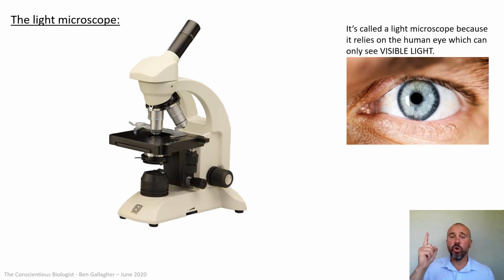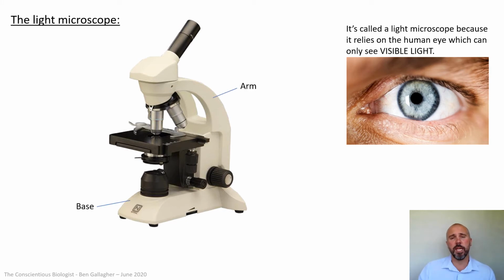But firstly, it's called a light microscope because it relies on the human eye, which can only see visible light. Okay, that's light from sort of 400 to 700 nanometers wavelength, if you want to link this up to physics and the electromagnetic spectrum. But it's a very, very narrow band. And because the light microscope relies on the human eye, it's called a light microscope. It's not called a light microscope just because it's got a light on it. It's because it uses light. Okay, so let's look at the different parts of it.